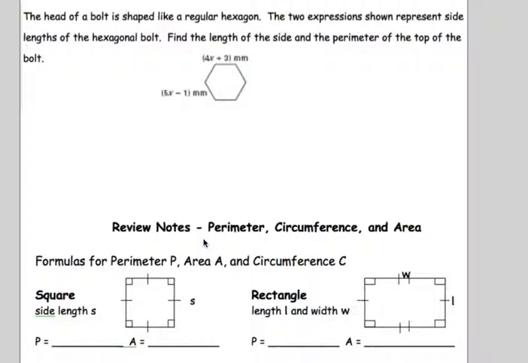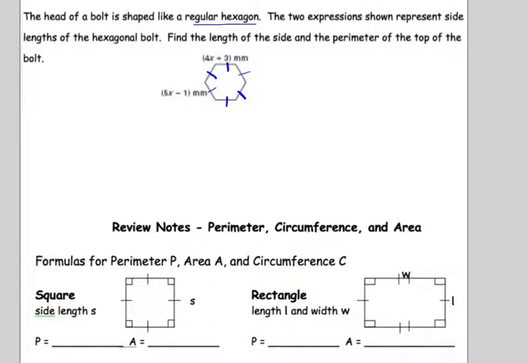Here we have a question, and it says the head of a bolt is shaped like a regular hexagon. The 2 expressions shown represent side lengths of the hexagonal bolt. Find the length of the side and the perimeter of the top of the bolt. So since it is a regular hexagon, that means that all of the sides are the same. I'm going to mark them all congruent.